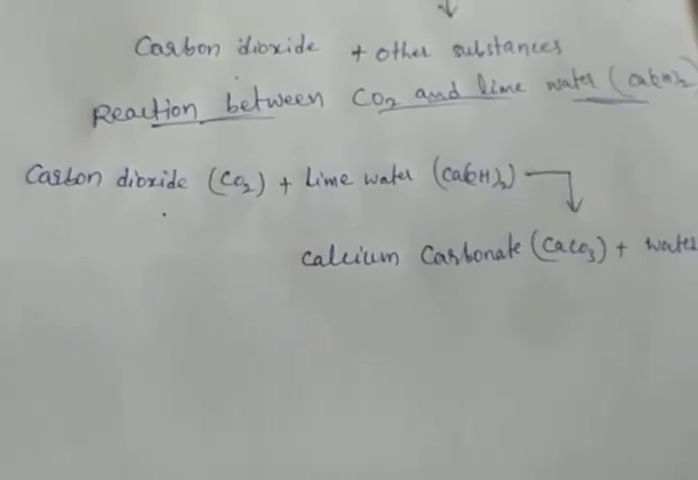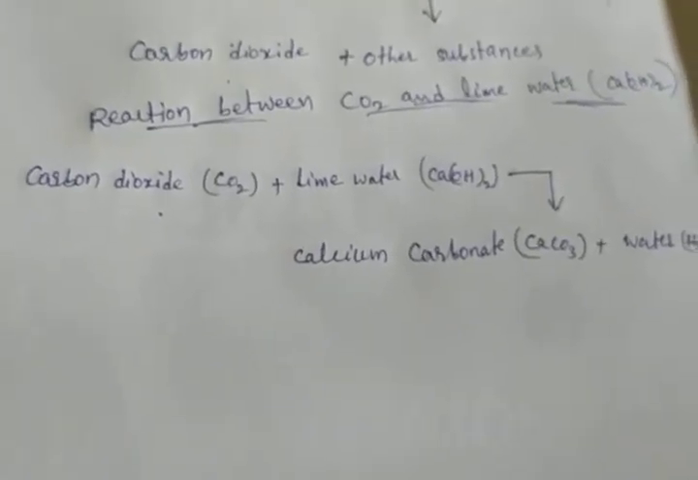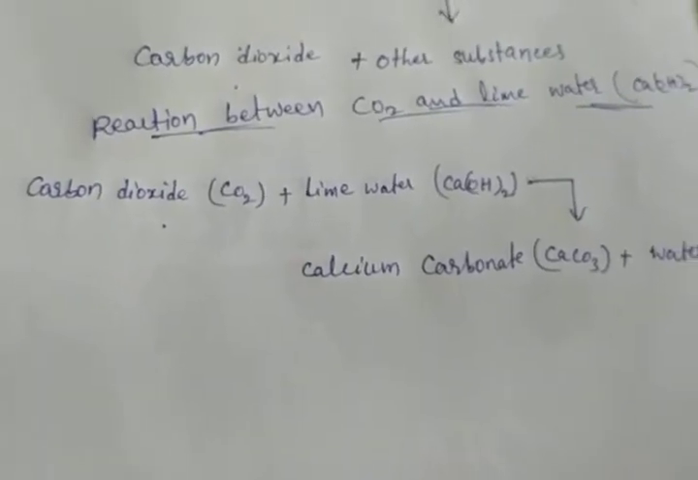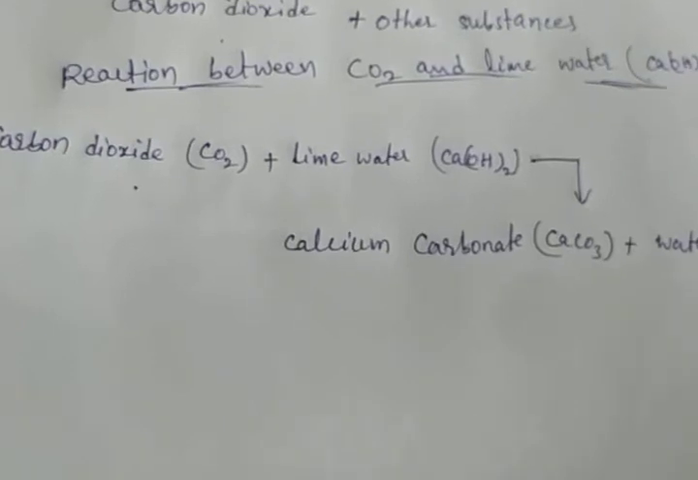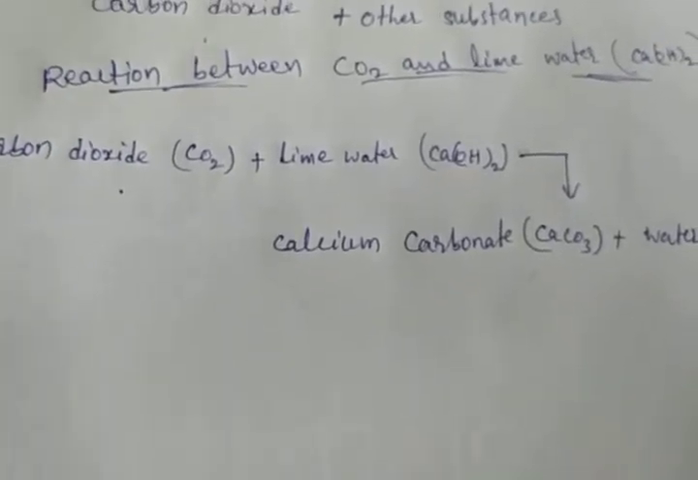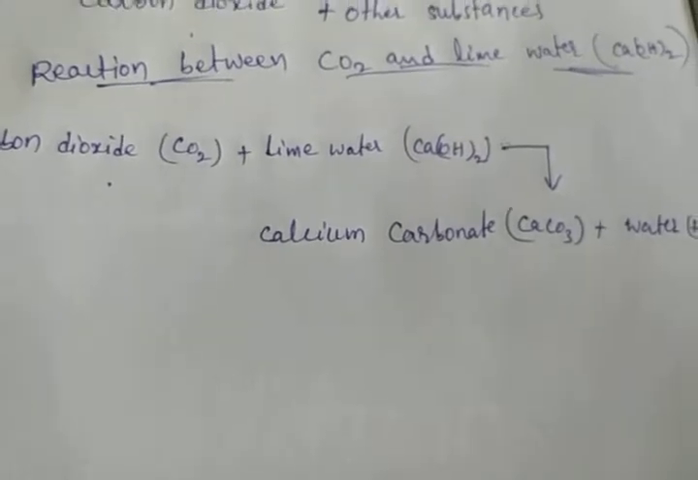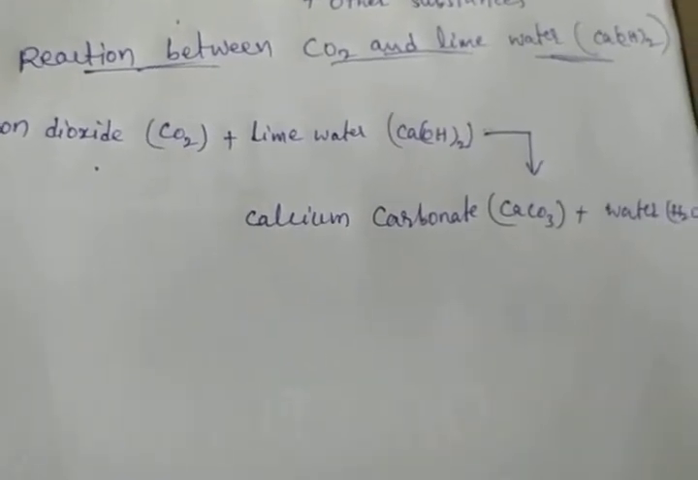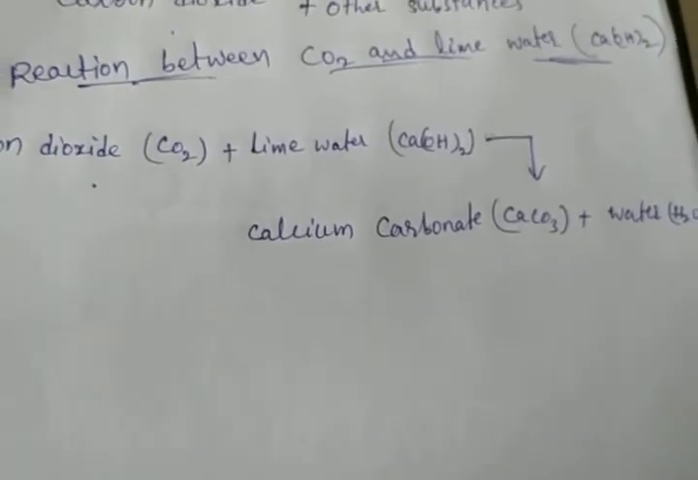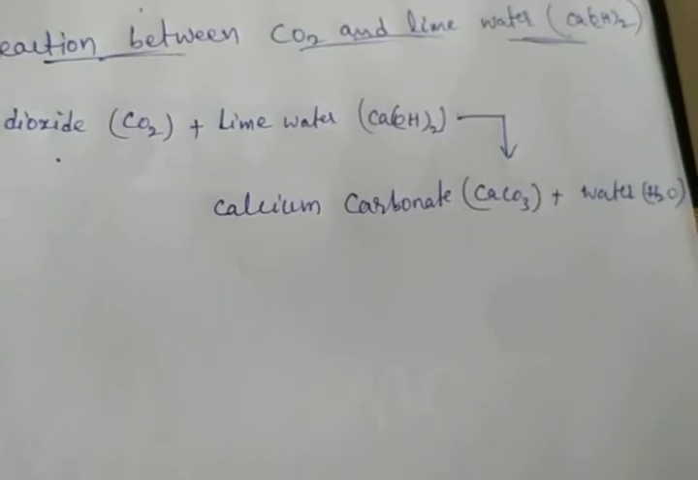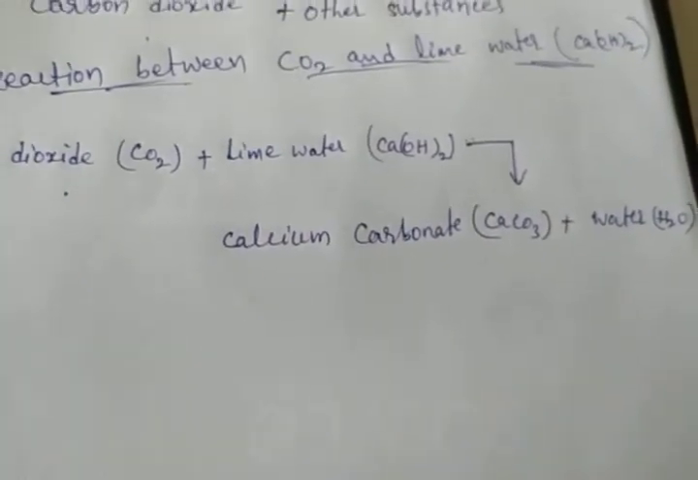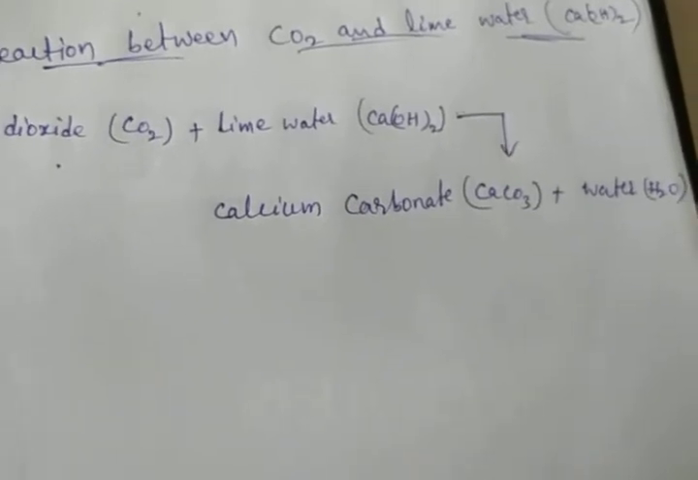When we pass carbon dioxide through lime water, what will happen? It will form calcium carbonate and water. When carbon dioxide is passed through lime water, calcium carbonate is formed, which makes lime water milky. The turning of lime water milky is a standard test of carbon dioxide. How can we identify in this reaction that carbon dioxide is formed? Based on this reaction we can identify it.